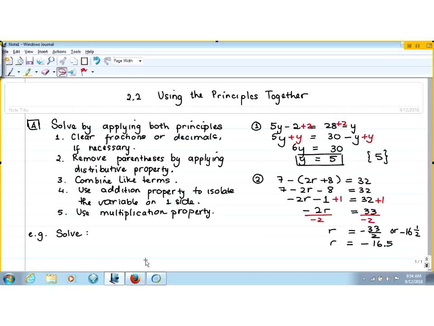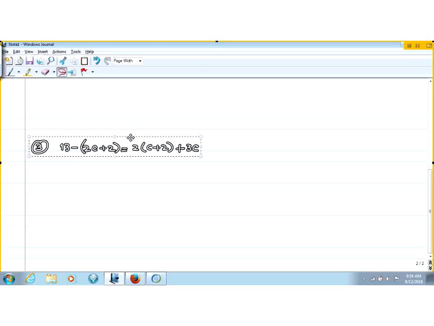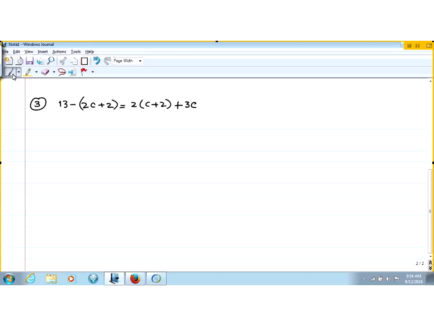Okay, so I'm going to do the third one on the next page because I don't have space. Are we ready? Okay, now tell me what we're going to do first. Distribute? Yes. So 13 minus 2c minus 2 is equal to 2c plus 4 plus 3c. All right. Combine like terms. Negative 2c plus 11, or 11 minus 2c. Yeah, that's right. Equals 2c plus 3c, 5c plus 4. Okay, good.